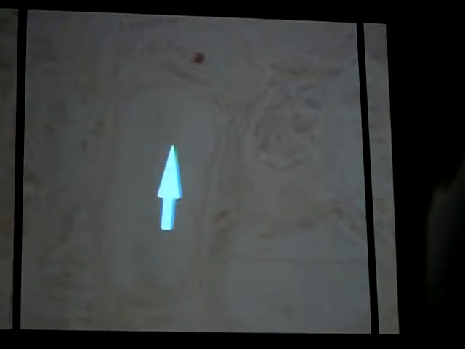Alright, so we saw Meissner's corpuscle. This is a slide with the Pacinian corpuscle. So remember, the Pacinian corpuscles are huge structures. You find them mainly in your hypodermis. This slide, the staining is a little bit light, but you see these huge structures. This is at 4x, so it's pretty much a low power ID.